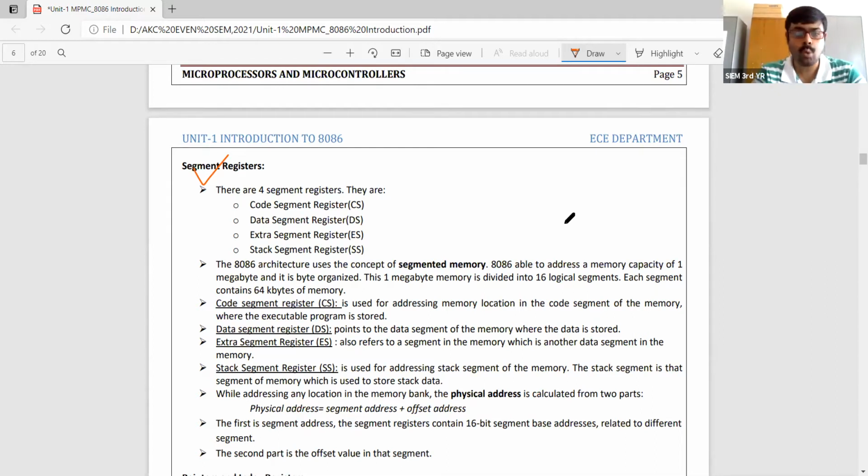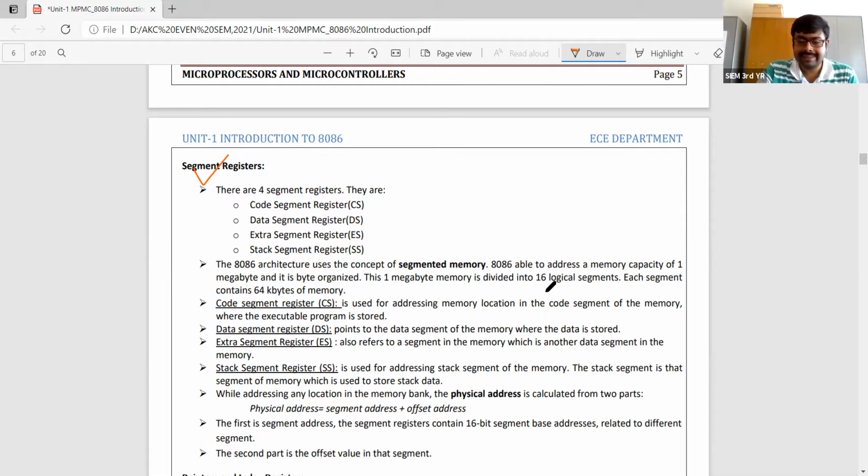The first one is the code segment register, called the CS. Next, the data segment register, DS. Next is the extra segment register, called the ES, and the last one is the stack segment register, SS. So these are the four classifications of the segment register that we are getting: CS, DS, ES, and SS.